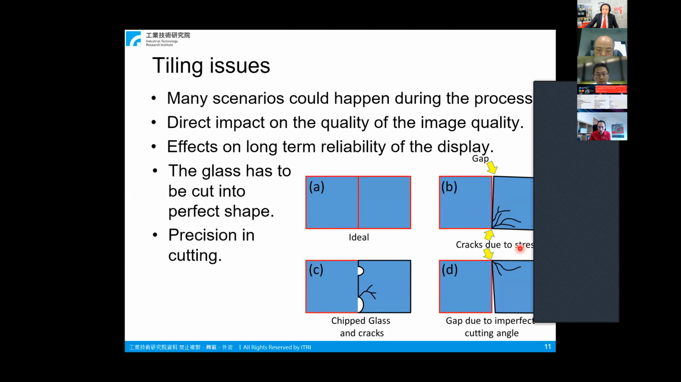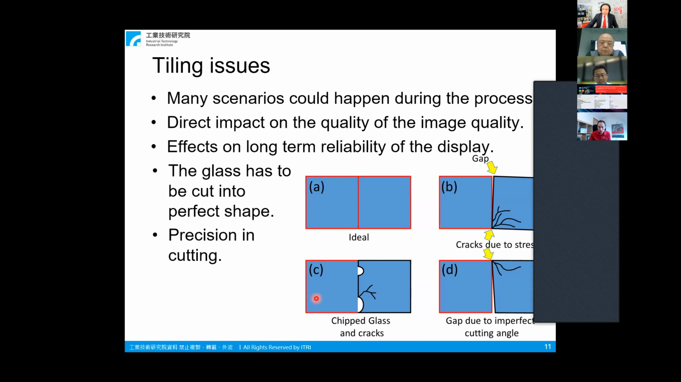There are several things we need to pay attention to when we work on tiling. The best case is like in product A, where everything fits perfectly. However, in reality, we are going to see cases like product B, where the glass is tiled and tightened in a non-straight way. This can arise from the imperfect location of the set screw in the backplane that did the tightening.